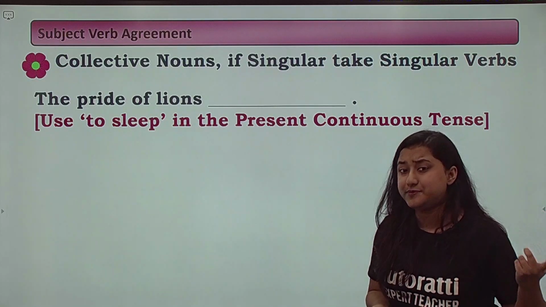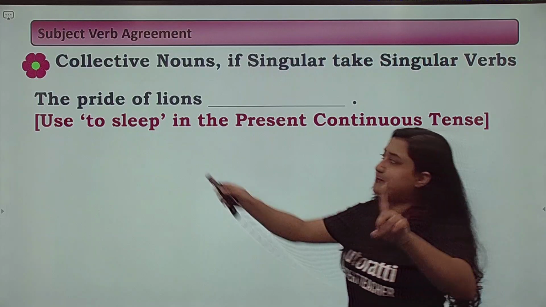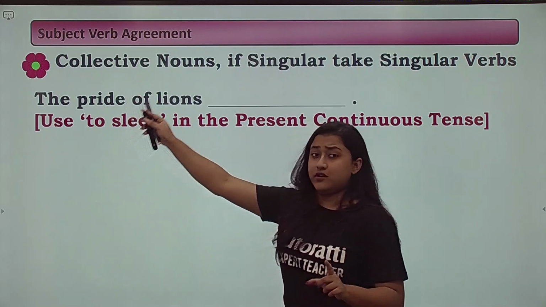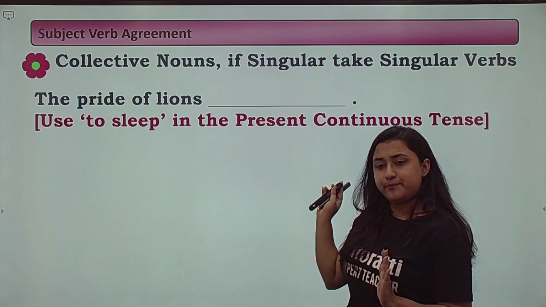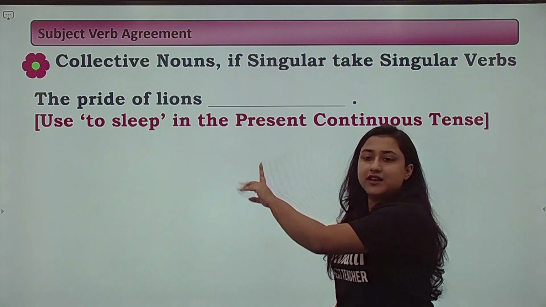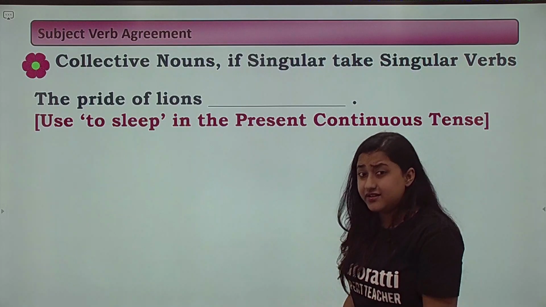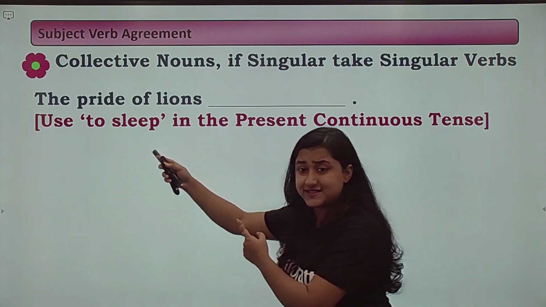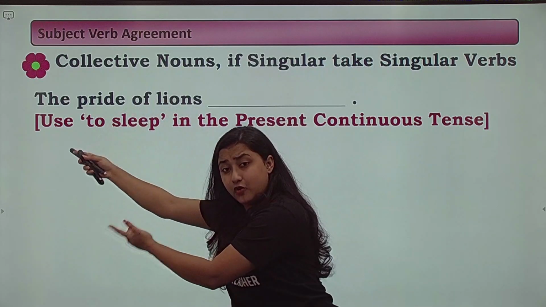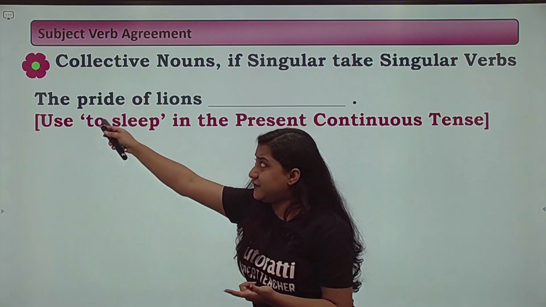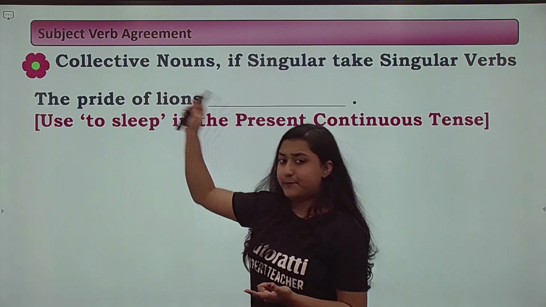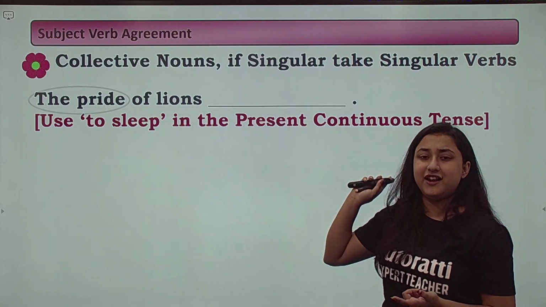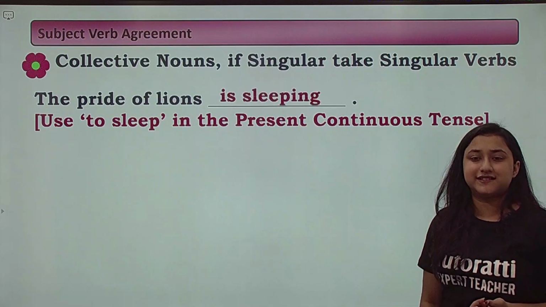How many groups are there? There's only one pride of lions. So अगर sentence ऐसा होता, the lions dash sleeping, then definitely the lions are sleeping. But here since we are talking about the lions in terms of a collective noun pride, so the collective noun is singular. अगर the prides होता तो plural होता, pride है तो singular. The pride of lions is sleeping.